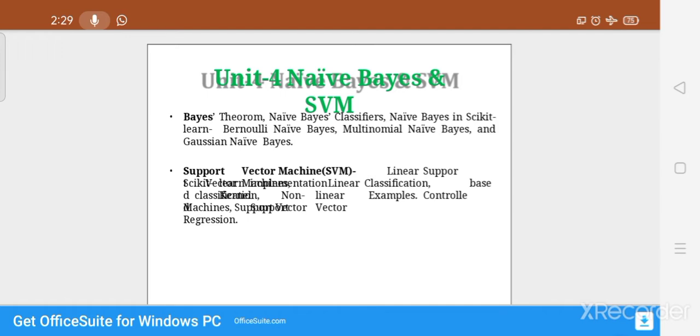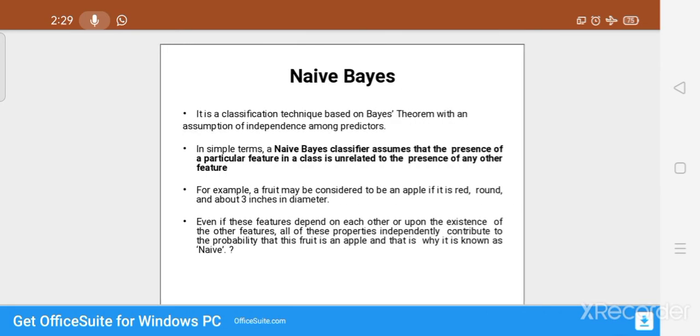After that, in the second part, we are going to see the support vector machine. In that, we are going to see how it is to be implemented, that is given over here. So we are going to start with Naive Bayes first.